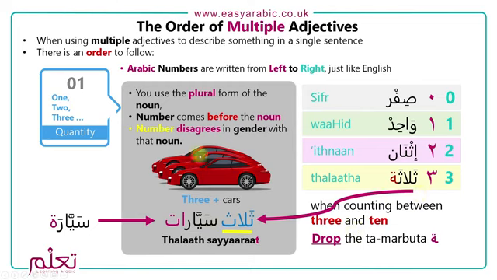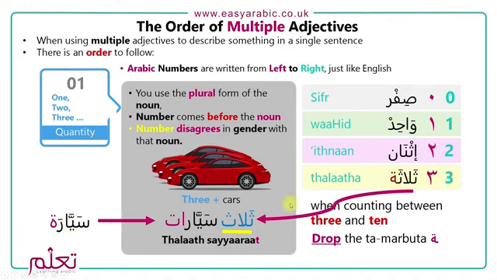So remember that the number disagrees in gender. If it's a feminine noun, then we use a masculine number. This is only from 3 to 10. And if it's a masculine noun, then we'll use the number as is written there.